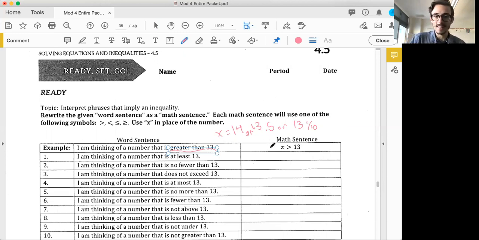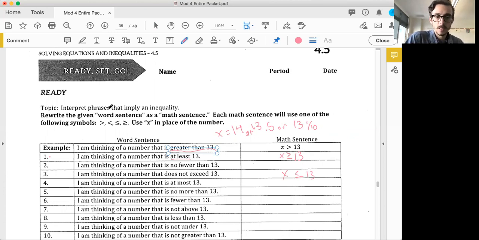And I'm thinking of a number that is at least 13. So at the least 13. So that implies at least means it could be equal to. It could be higher, but it has to be equal to potentially. So this would be X greater than or equal to 13. And I'll skip around. I'll do some other ones. Thinking of a number that does not exceed 13. So not exceeding, meaning it's going to be less than, but it could also be equal to. It's less than or equal to there.